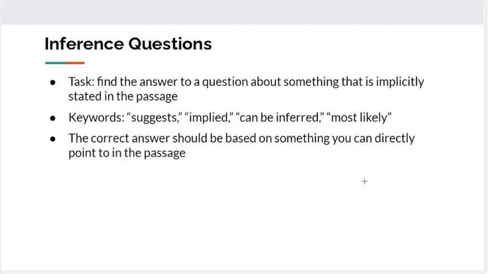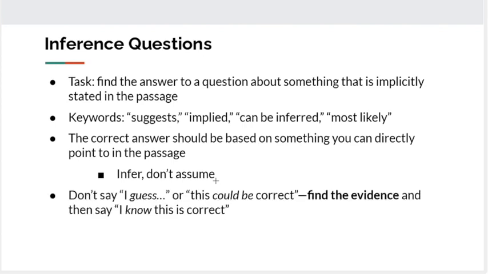And so the correct answer to these questions should be based on something that you can directly point to in the passage. So the correct answer might not be a direct paraphrase of that, but you still want to make sure that your answers are based on evidence from the passage. And a key distinction to make here is the distinction between inferring and assuming. And again, we want to remember to find the evidence and not just say, I guess this is in there or this could be in there.